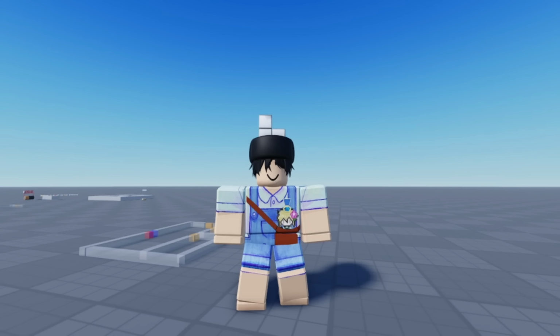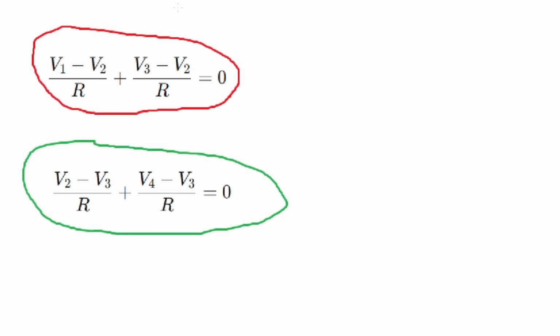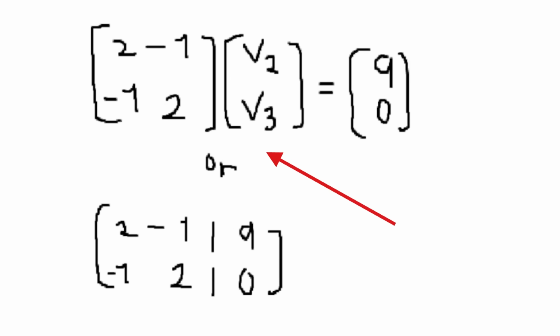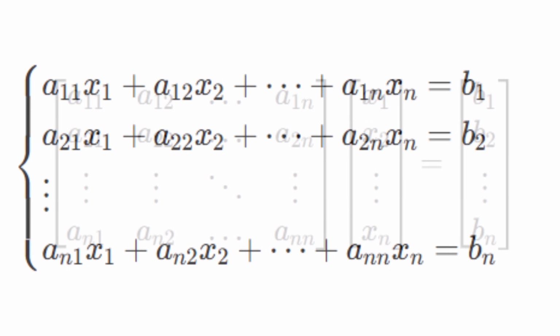Let's get back to the four-node system from earlier. Remember these equations? We could represent it using a matrix like this. Multiply it out, and you get the equation, essentially. Basically, it's just a way of representing sets of linear equations.